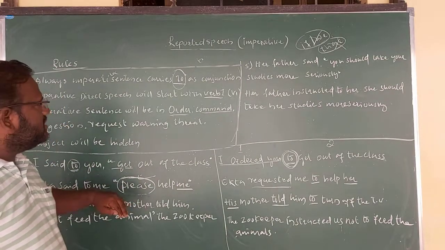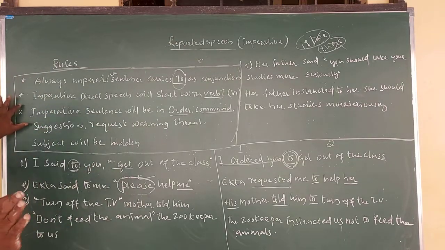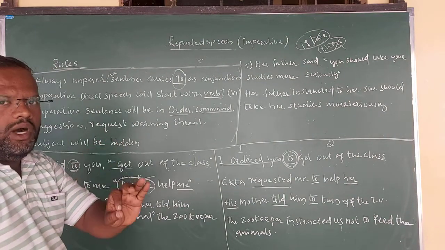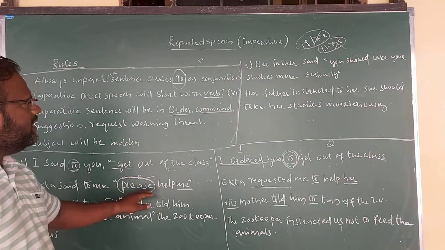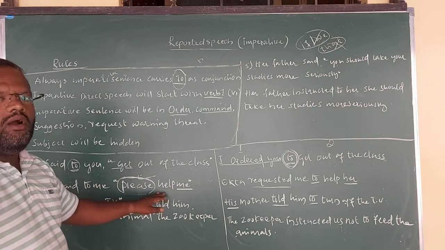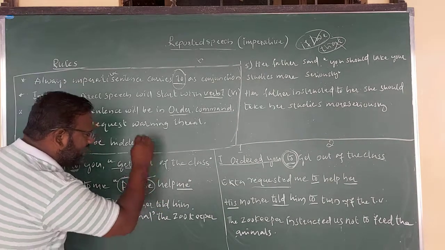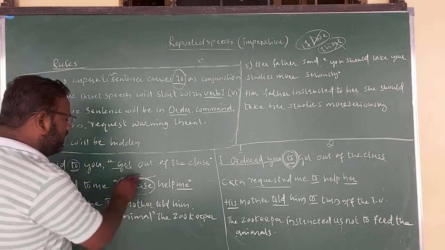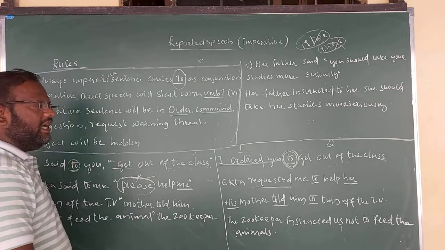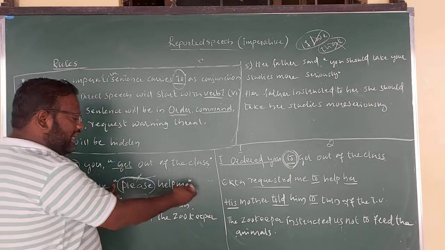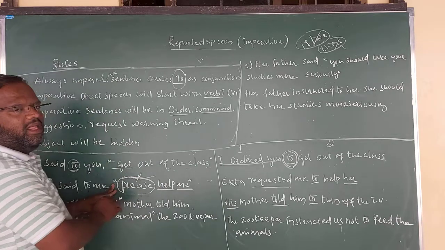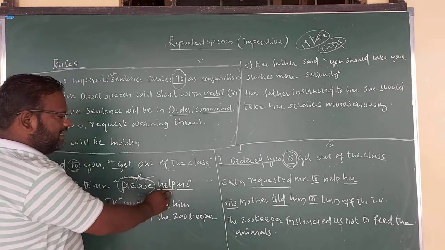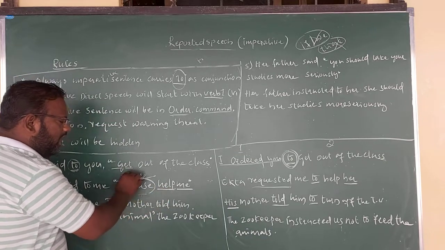So what we have discussed, the rule is saying very clearly: an imperative sentence always begins with a verb. Always the imperative sentence begins with V1, the verb. So "please" is not at all a verb. Then what we have to understand is that it is emphasizing. Soon after this "please", what is the next word? Verb. "Help" is a form of a verb. So "help me". Then we can understand that "please" is not at all the verb here.